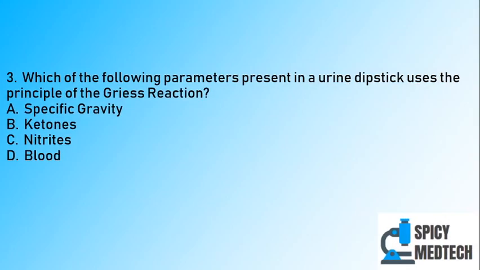Number 3. Which of the following parameters present in a urine dipstick uses the principle of the Griess reaction? A. Specific gravity, B. Ketones, C. Nitrites, or D. Blood. The answer for number 3 is letter C, nitrites.